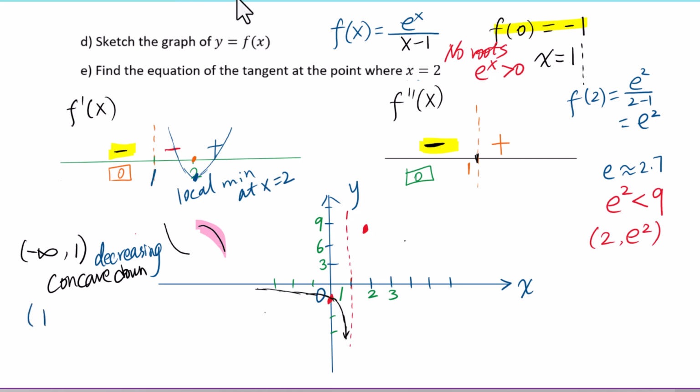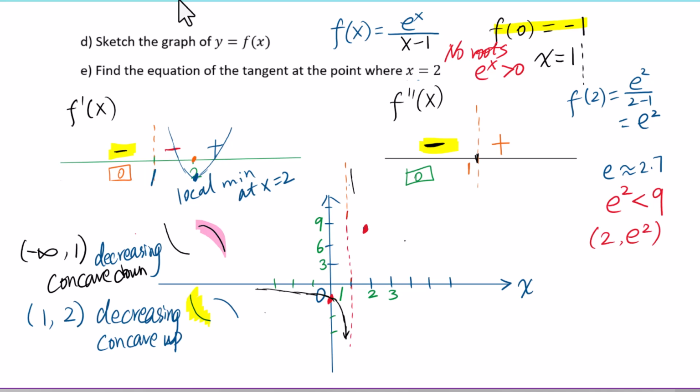In this interval, decreasing and concave up. Decreasing either like this or like this. Concave up will be this. You can predict the graph like this. With a local minimum at x equals 2, you can predict the graph like that.